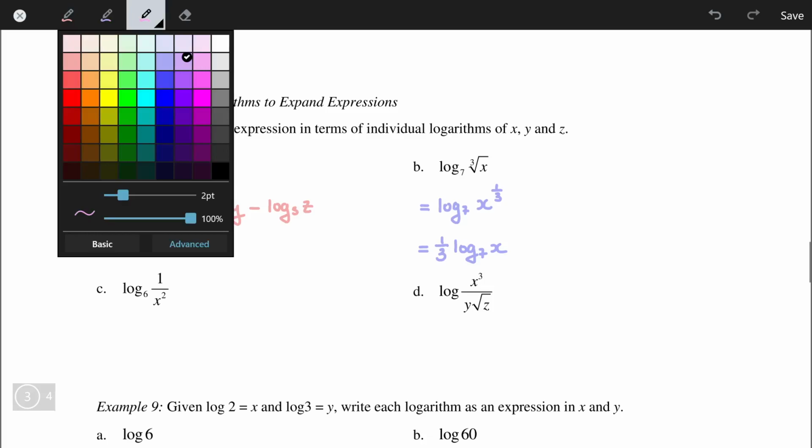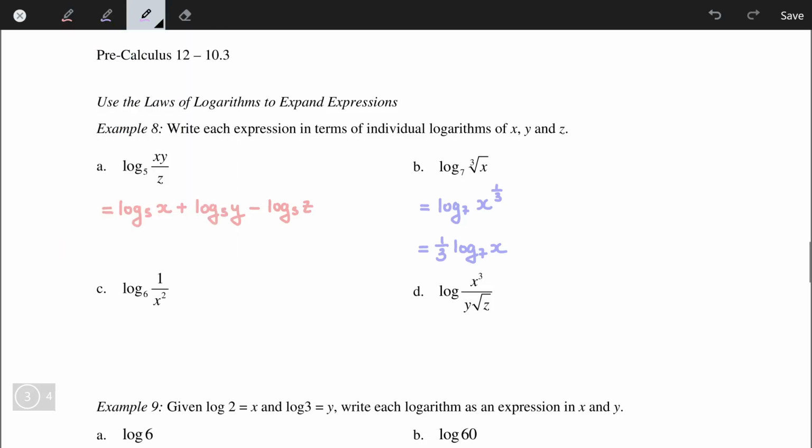Next example here. Again, we're going to be rewriting. So here we have log base 6 of x to the -2 power. And then we can use the power law to move the -2 in front of the expression. So here we have -2 log base 6 of x.